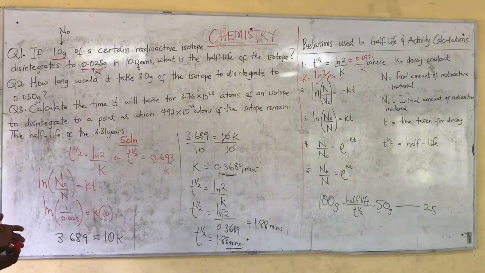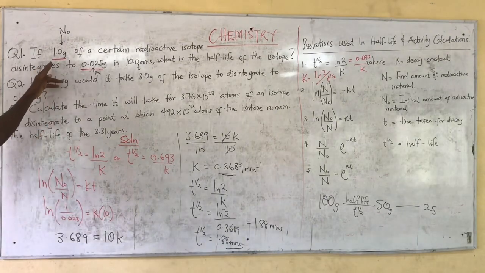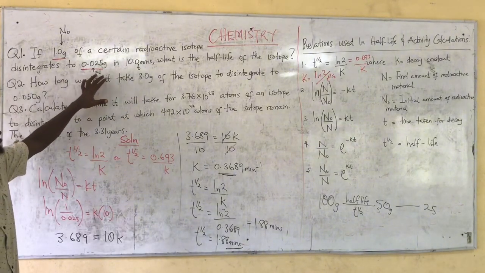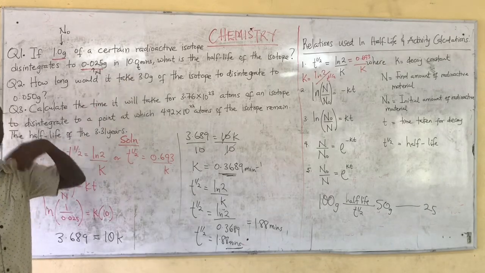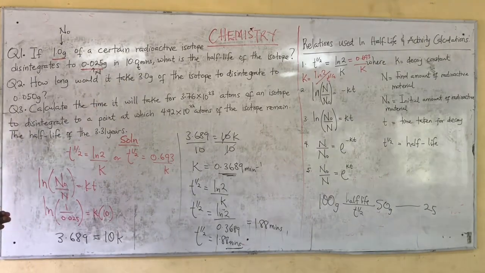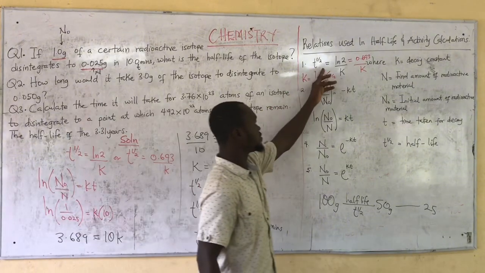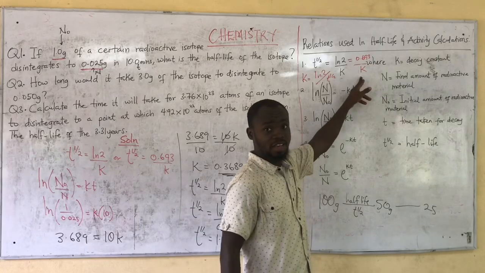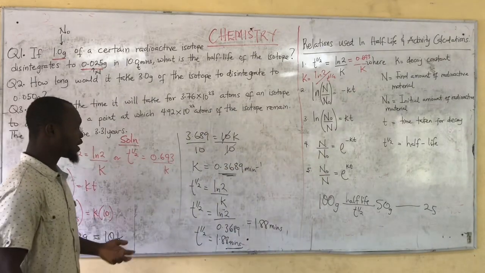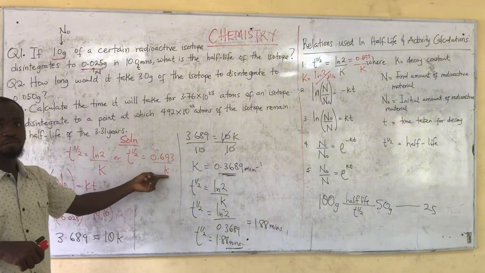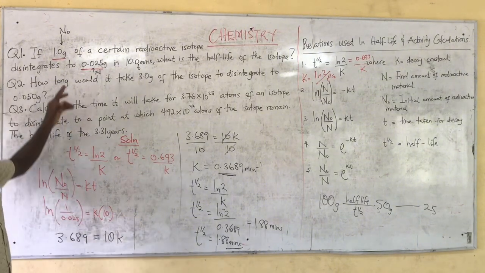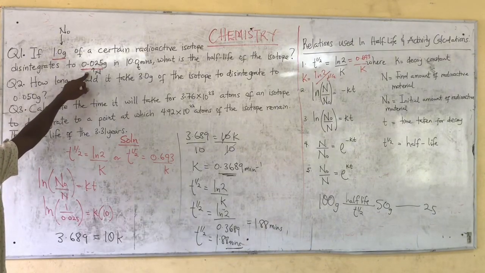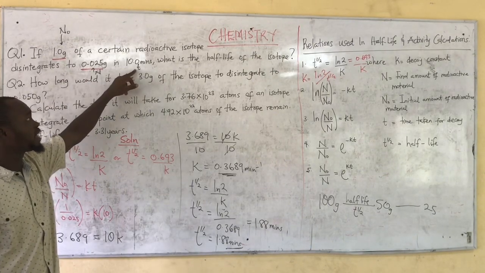So in the question we're asked to calculate the half-life. If 1 gram of a certain radioactive isotope disintegrates to 0.025 grams in 10 minutes, what is the half-life of the isotope? We know the relation in calculating half-life is given by half-life is equal to ln 2 on K, or half-life is equal to 0.693 divided by K. Is that okay? But we don't know the value for K. So it means that we need to get the value of K.